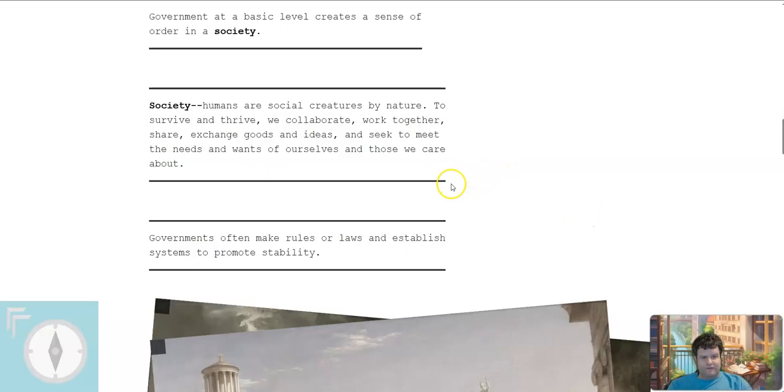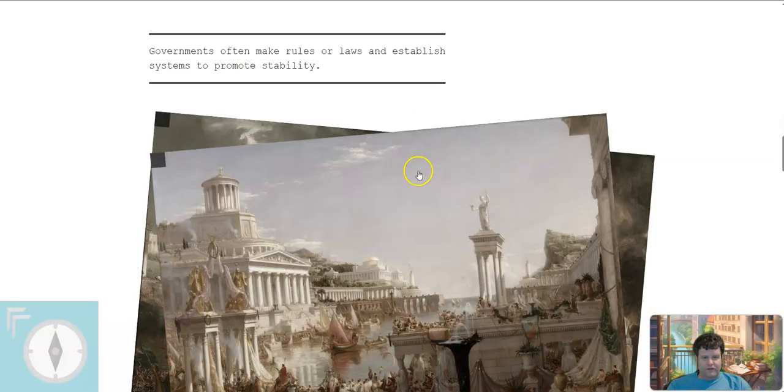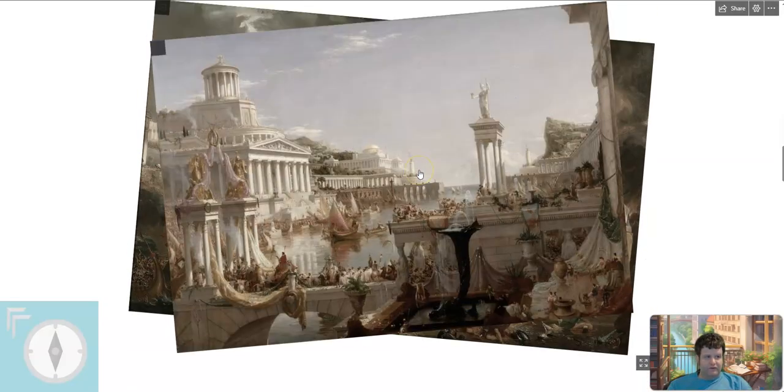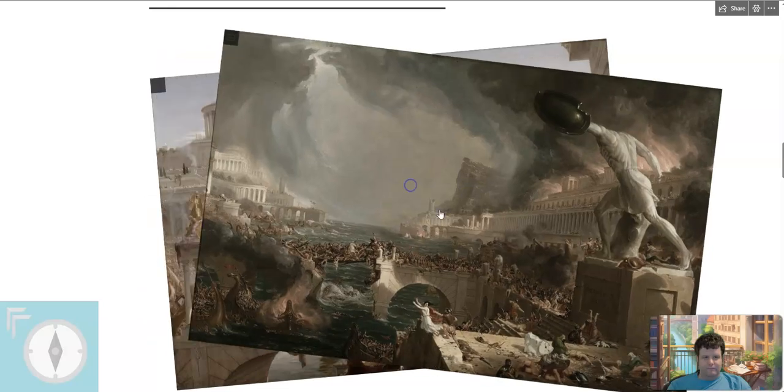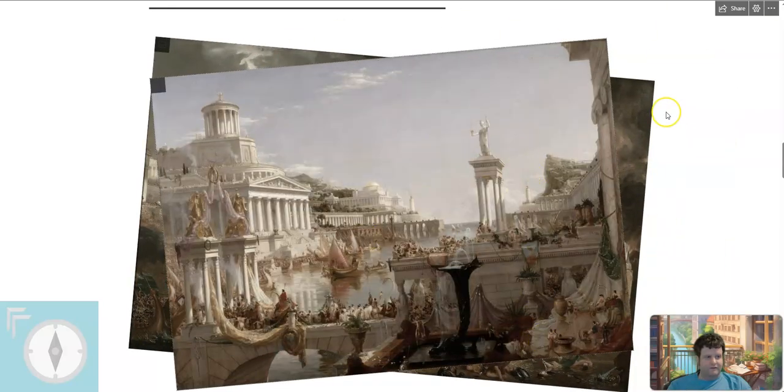I think the best way to understand how this analogy works is to look at some paintings from a series. This is a famous set of paintings called The Course of the Empire. And so let's look at that. We'll look at these two paintings.